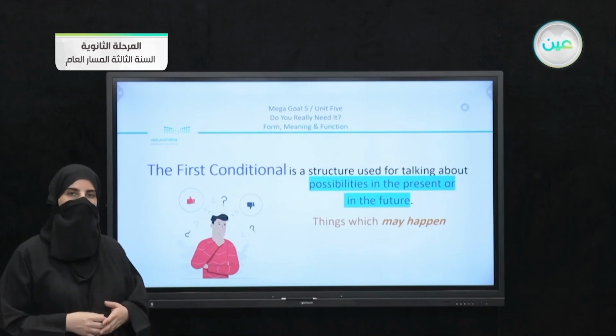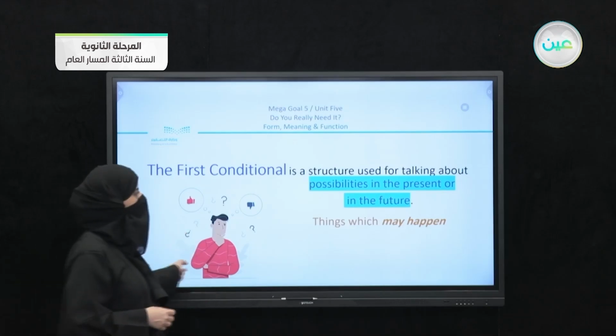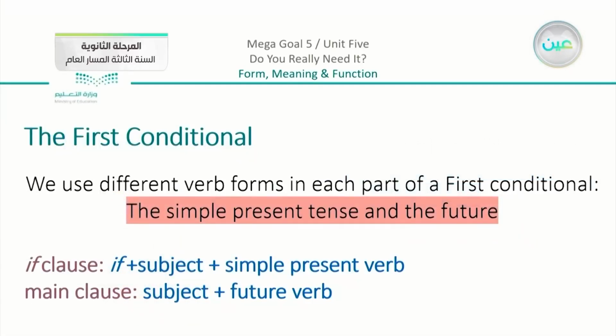Now, what is the difference also in structure? We have here the meaning. I want to see also the structure. Now, in the first conditional, we use different verb forms in each part: the simple present tense and the future. So how? We can see in the if clause, we use if plus the subject plus the simple present verb, which is like the zero conditional. But we do have the main clause here. And with the main clause, instead of using the simple present, we are going to use the future. So we have here the subject plus the future verb.